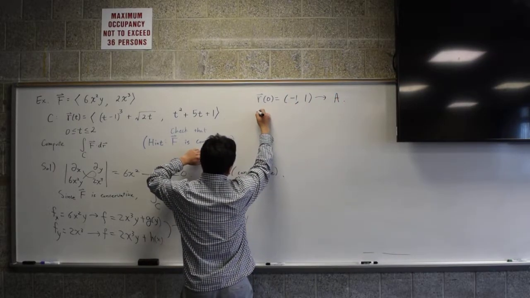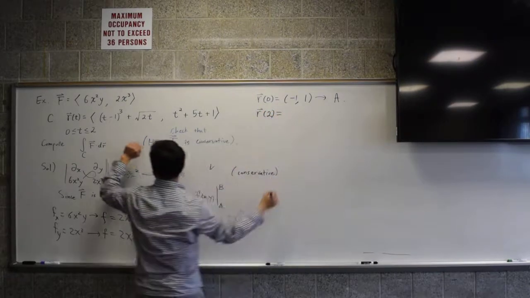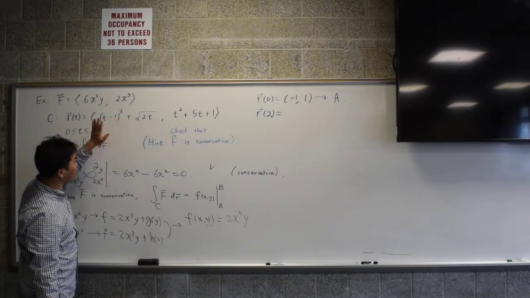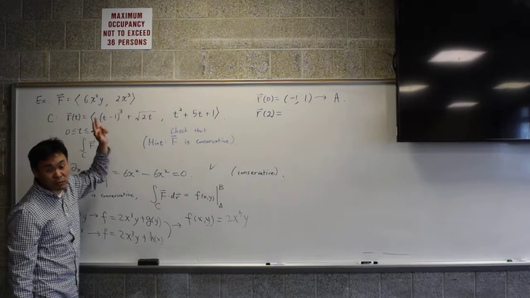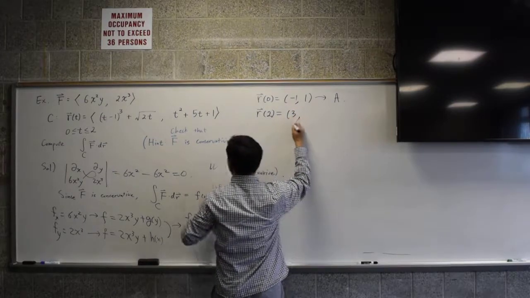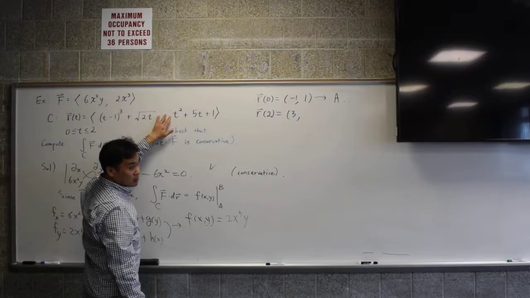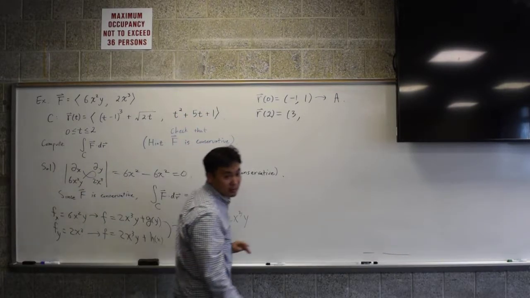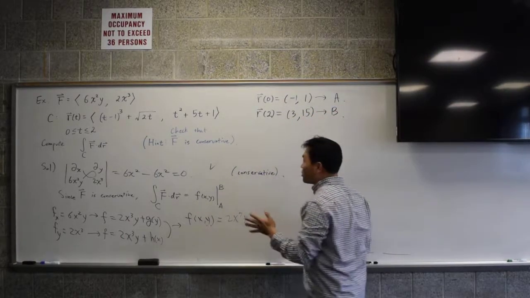And then where does it end? At t equals 2, if I put in 2 minus 1 is 1, 1 cubed is 1. If I plug in 2 times 2 is 4, square root of 4 is 2, 2 plus 1 is 3. If I put 2 here, let's see, that's rather big. 2 squared is 4, 2, 10, 11, 15. Okay. That's 15. That's your B. And we're almost done.